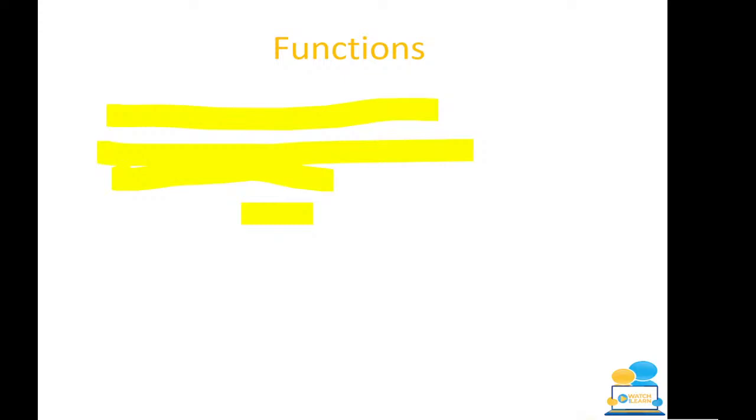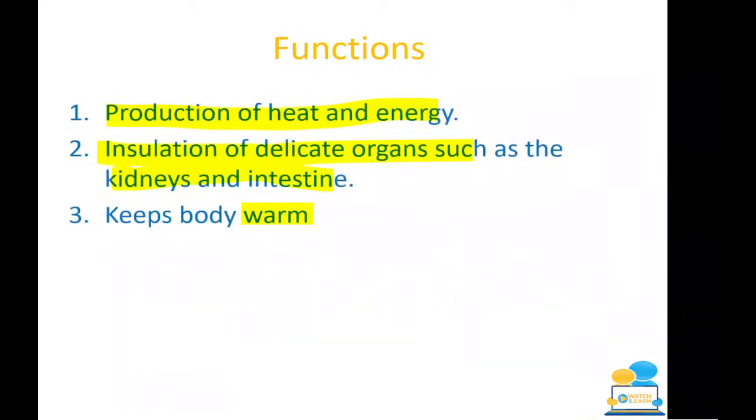So our functions now is looking at what fat does for our body. So fat is necessary for the production of heat and energy. So this is where you're going to get all your energy from. It also insulates delicate organs such as the kidneys and intestines. So if you were to open up the human body and dissect it, you'll notice that there is a big amount of fat around kidneys and the intestines. So this really is to protect it so that when you get a bang or you fall, that you're not actually damaging your kidneys and intestines. Also, it keeps you warm because it's producing heat.